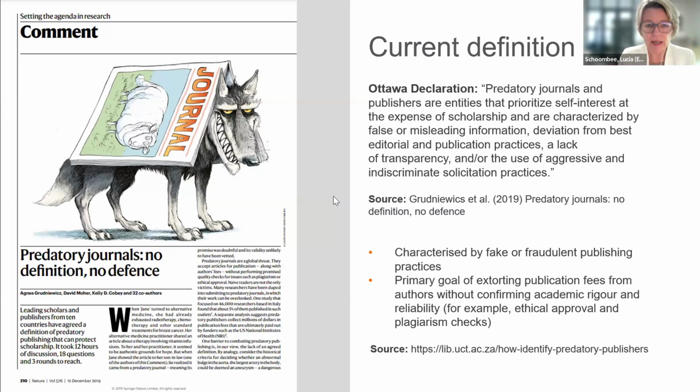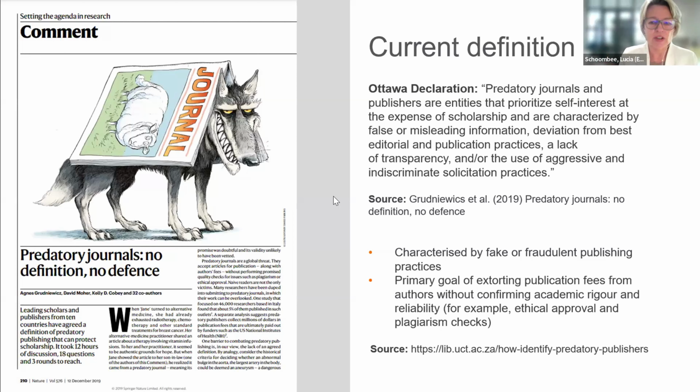And what they basically said was that predatory journals and publishers are entities that prioritize self-interest at the expense of scholarship and are characterized by false and misleading information, deviation from best editorial and publication practices, and a lack of transparency, and/or the use of aggressive and indiscriminate solicitation practices. Right. So if you deconstruct this definition, it says prioritize self-interest, which means the objective is to make money and to profit and not to advance science.